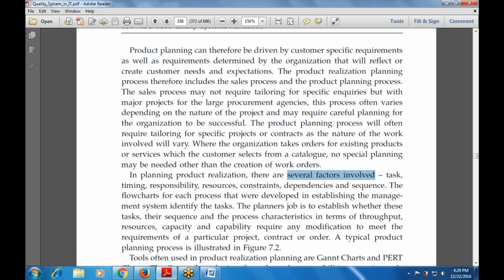And flowcharts are also used for the processes developed in establishing the management system, for identifying the tasks, the throughput, the resources, capacity, and capability that require any modification to meet the requirements of a particular project, contract, or order.